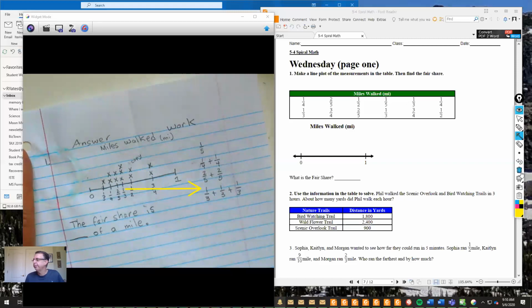Just got a few more to do. Now I'm looking at 1/2. Right here I have 1/2. Looks like I've got 2 X's. That means what I'll do is I'm going to write down here 1/2 plus 1/2, because 2 people went 1/2 of a mile.